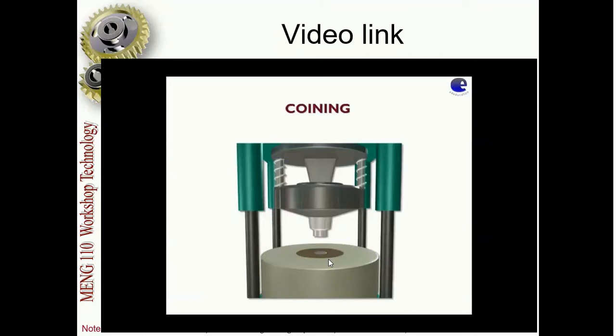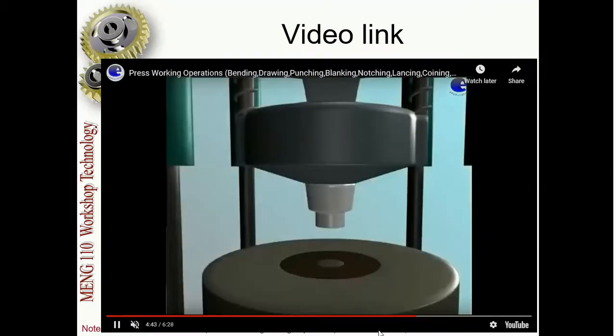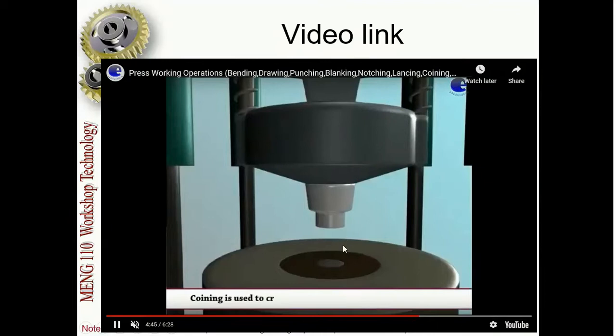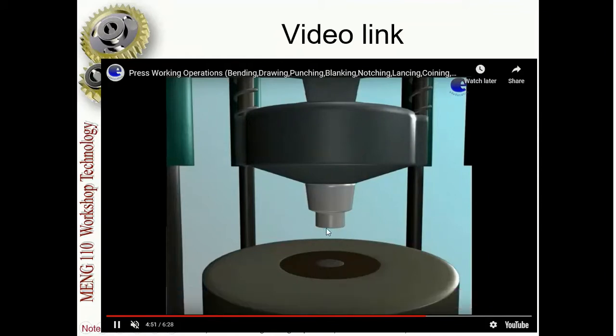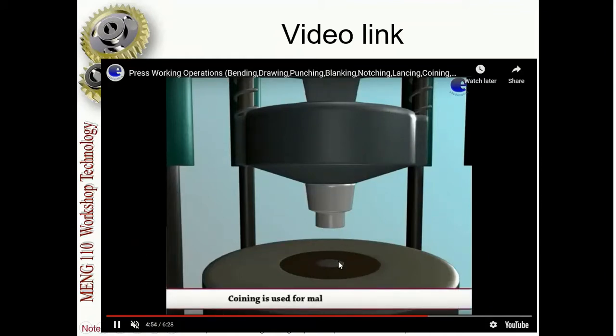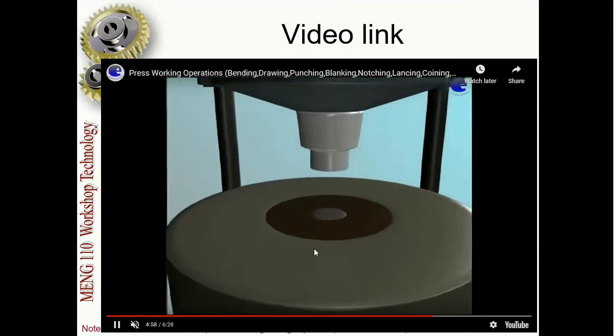Then there's an operation like coining. Whichever shape we want, we can put that shape on the coin. Whatever shape we want will be imprinted on the punch, and when it touches the coin, it will imprint that shape on the coin.